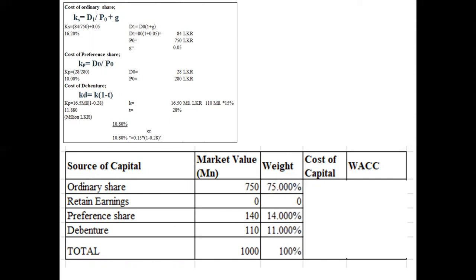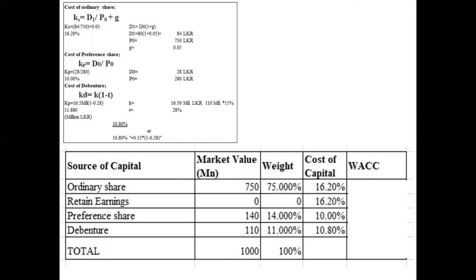Okay, then as we did earlier, we can calculate the weight. How to calculate the weight? Ordinary shares market value is 750, and the total is 1000. 750 divided by 1000 is 75%. Then retained earnings has a zero value. Then 140 divided by 1000, and 110 divided by 1000, you can get the weights.